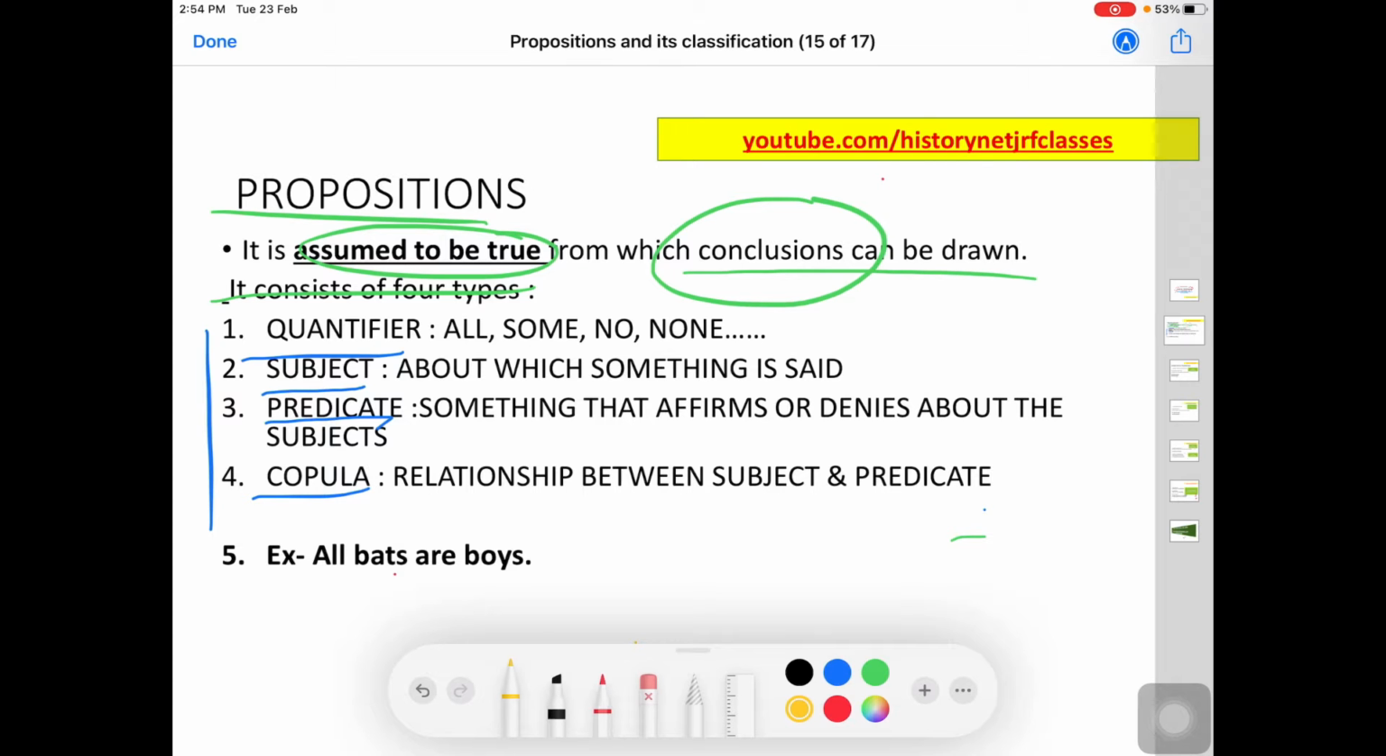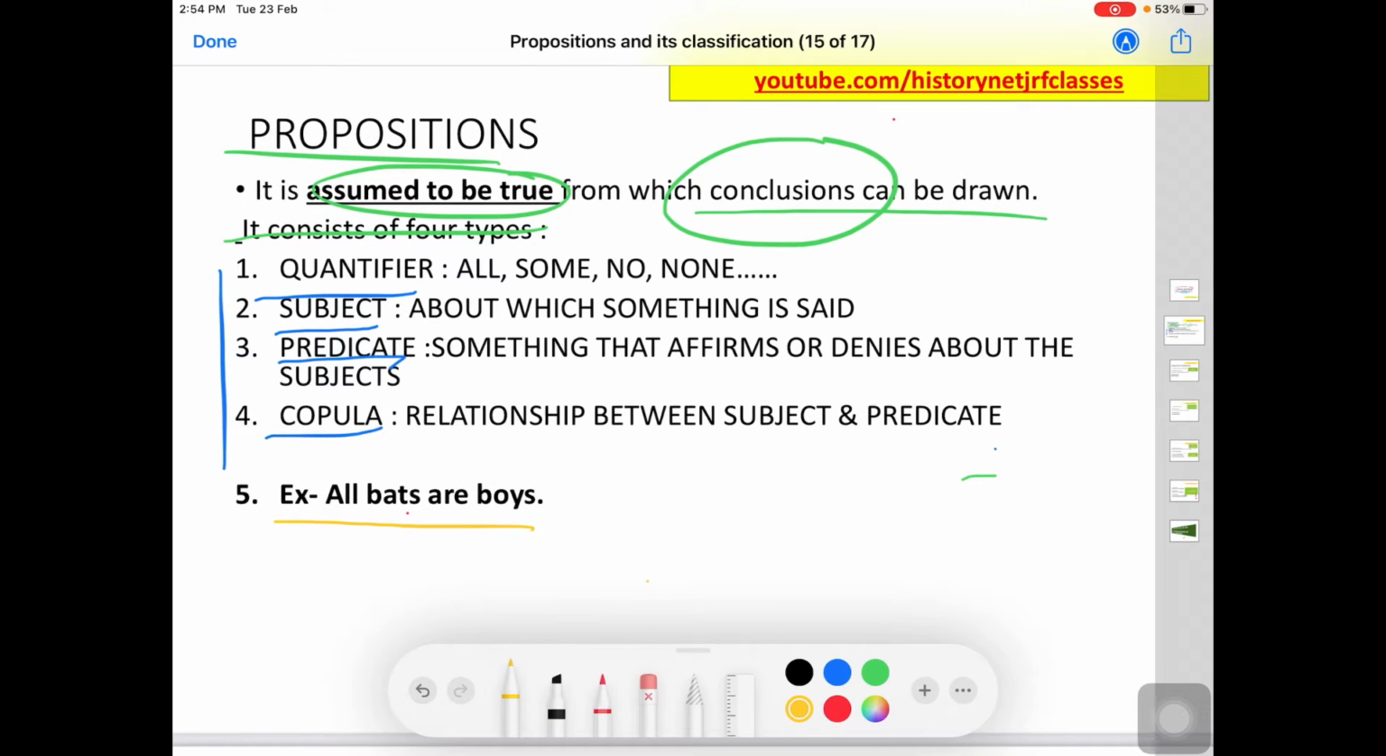Here we have the example: all bats are boys. Here "all" denotes the quantity of the subject, so it acts as a quantifier. Bats is the subject, boys is the predicate, and the copula is like an auxiliary verb that connects subject and predicate. So here "are" acts as the copula.